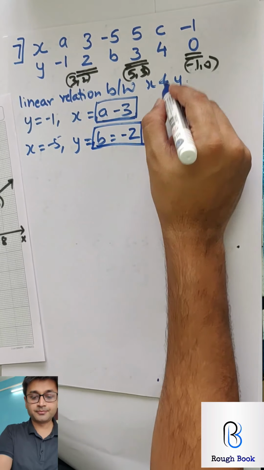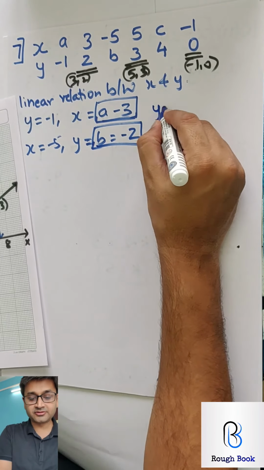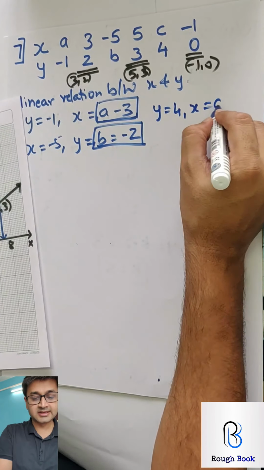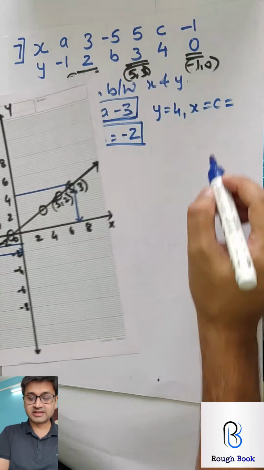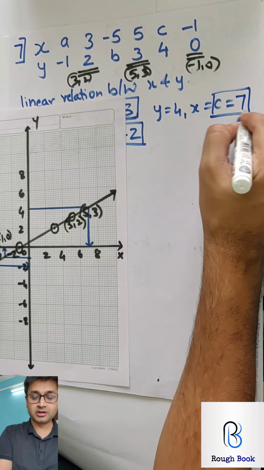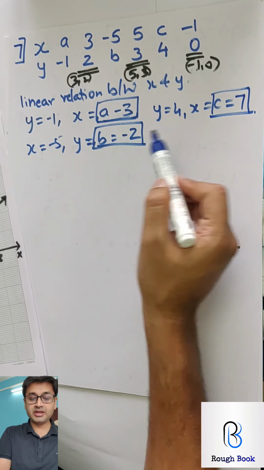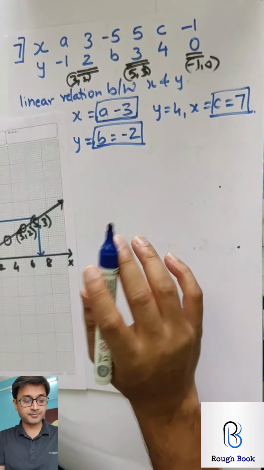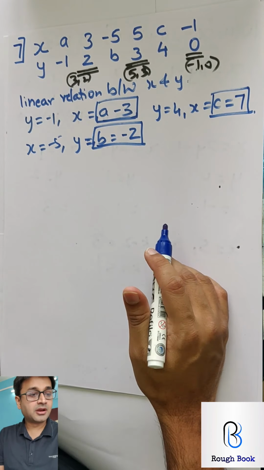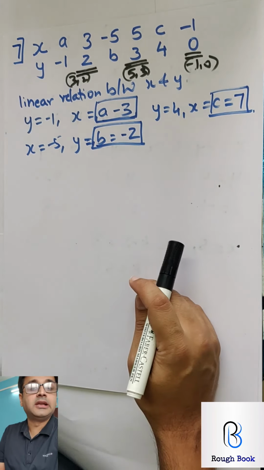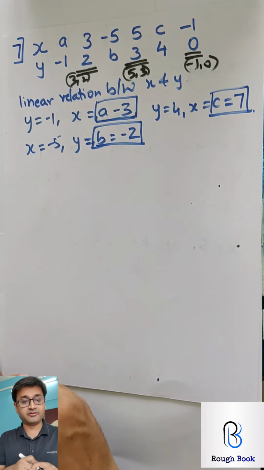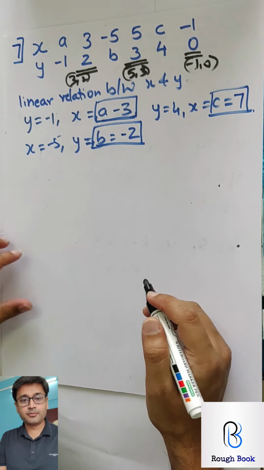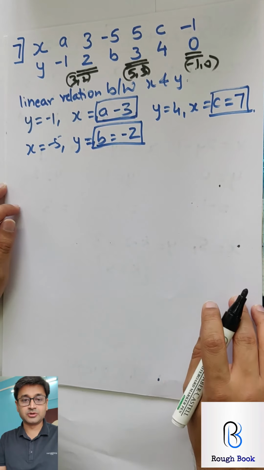And the third one, if y is 4, then x is c. So y is 4, x is c, which is 7. So we got all the three coordinates, a, b and c. Is that clear? Now graph is done. Now how to get the linear relationship between x and y? That's very, very important. Do you remember one important statement I made in the last video?